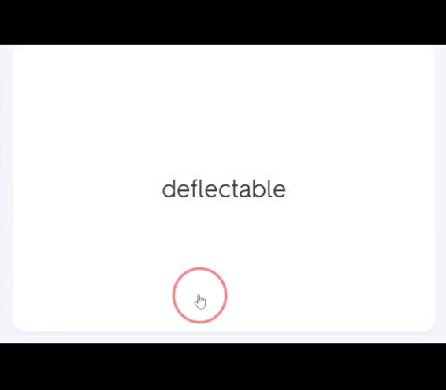Something that is deflectable, that means it's able to bend. Line 3 has the part cycle in it.